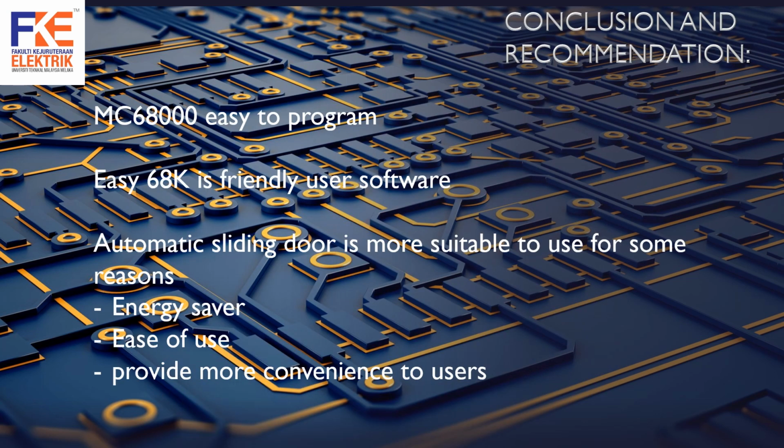For the conclusion and recommendation, for this project we use the 68K microprocessor, which is easy to program. As usual, Easy68K is user-friendly software. The automatic sliding door is more suitable to use for some reasons. The first one is that it is an energy saver. The second one is ease of use, and the third one is that it provides more convenience to all users. Thank you.